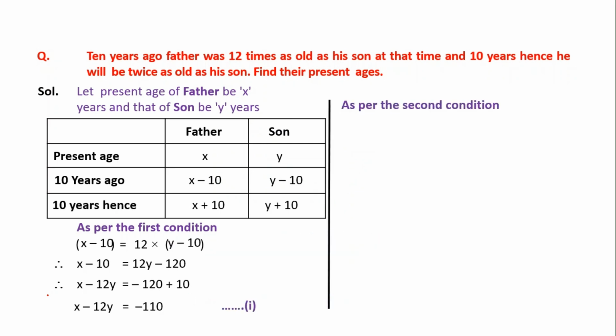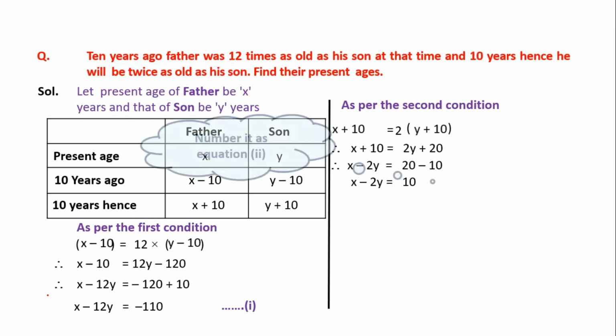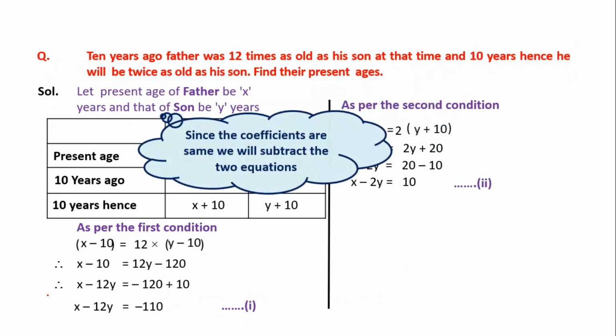Now look at the second statement. 10 years hence, x plus 10 and y plus 10 are their ages after 10 years. So what is the condition here? 10 years hence he will be twice as old as his son. It means the father's age x plus 10 is equal to 2 times y plus 10. Simplify this.